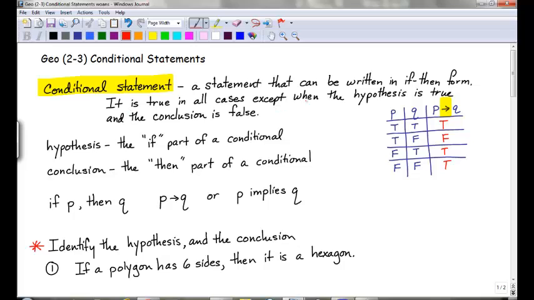It is true in all cases except when the hypothesis, that's the if part, is true and the conclusion is false. Okay. And they go ahead and define hypothesis. You've probably already gone through that in science class. The hypothesis of a statement is the if part. The conclusion of a statement is the then part. Okay? But when you see the arrow to the right, it means if P then Q, or you can read it P implies Q. Okay? And this is the only one that's going to be false. All the rest of those are true.